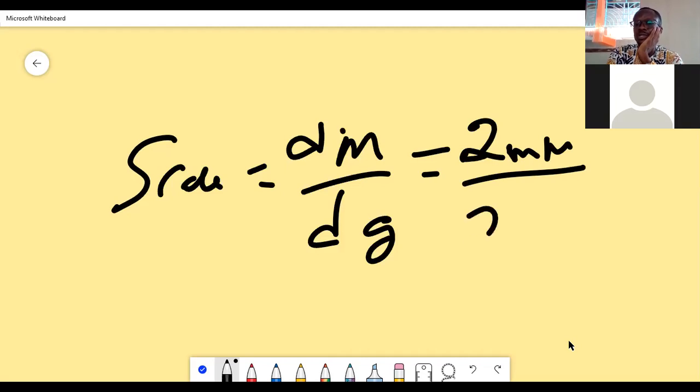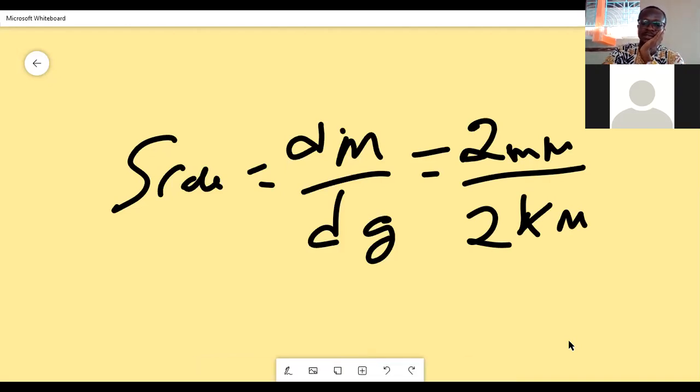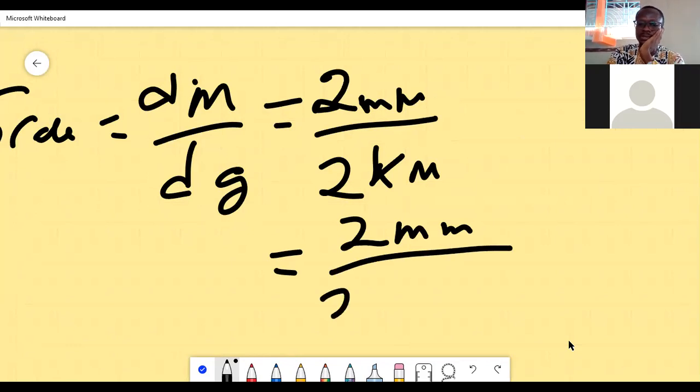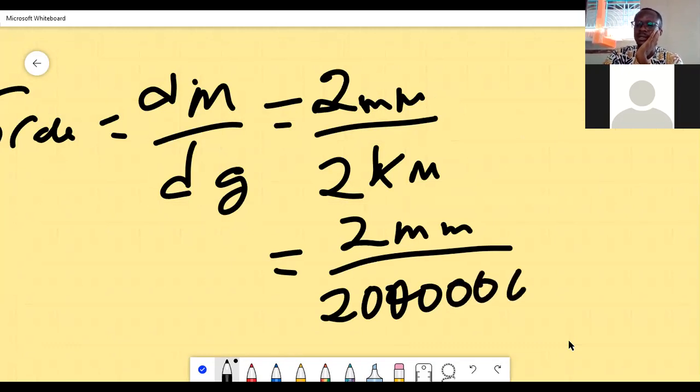If I have 2 millimeters on a piece of paper, and 2 kilometers on the ground, what is the scale? You're supposed to know basic things like this, so I will take my time and explain it. You have to change the units so that they're all the same and cancel out. So 2,000 meters, then 1,000 millimeters make a meter, so you add 3 more zeros to get millimeters. I've just converted 2 kilometers to meters to millimeters by adding zeros.